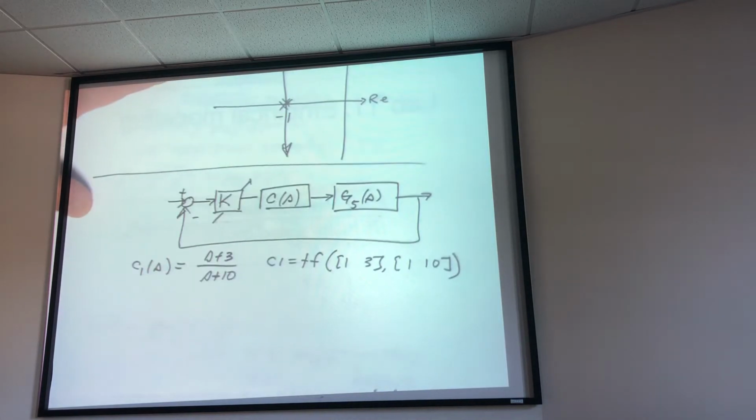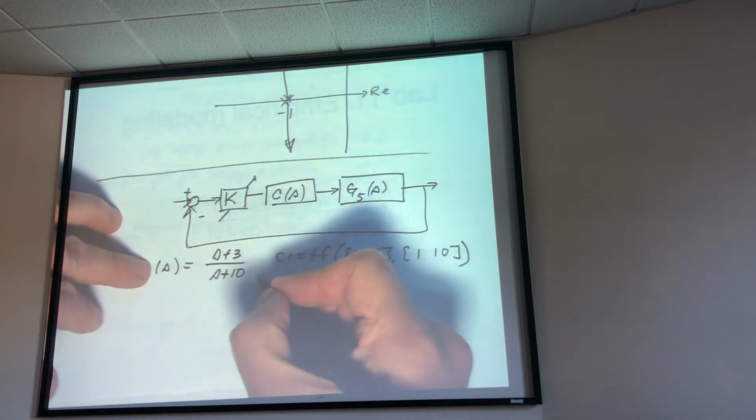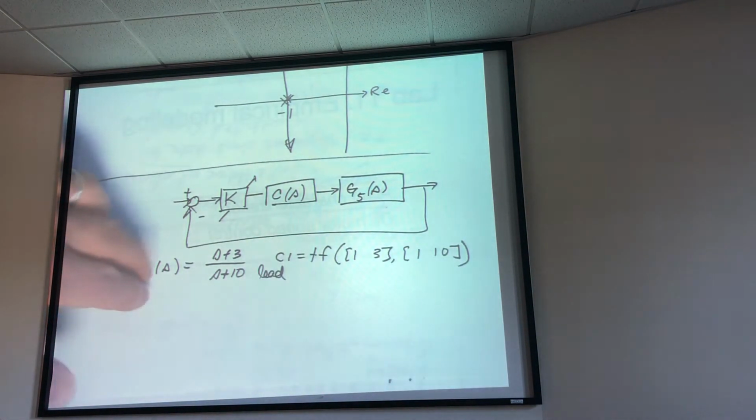Now we've been studying lead and lag compensators. Is this a lead or is this a lag? I got 1 zero and we've got 1 pole. Remember, what's the difference between lead and lag? This is a lead. Why is it a lead? The pole is at a higher frequency than the zero. Okay, so this is a lead. So let's see what happens if we use a lead compensator.